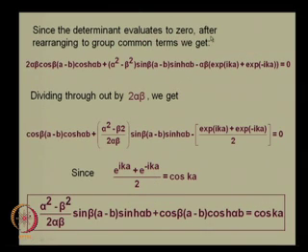Now since the determinant evaluates to 0, we can regroup the common terms and rewrite it in this form. This is what we have done, and we can divide throughout by 2αβ, we see a 2αβ here, so we can just divide throughout by 2αβ. If you do that, we get this expression: cos βa minus b cosh αβ, α² minus, actually this is β² here, by 2αβ, and you have these terms here equals 0. So this is the equation that we get.